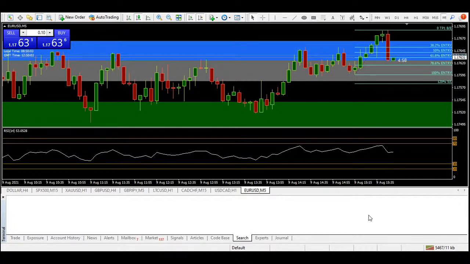See, we got a 78.6 rejection. It pushed through to 61.8. You get a nice base, but the volume of that candle is a little too big, guys, to kind of get a solid entry.